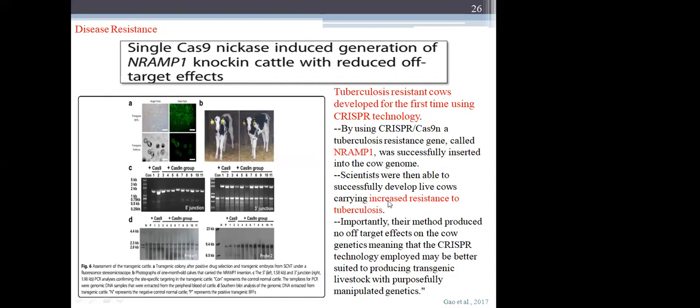So what happens is that after the insertion of this gene into the cow's genome, the scientists were able to develop live cows carrying increased resistance to tuberculosis. They did not confirm that they totally resist, or that they can prevent TB, but they had increased resistance against tuberculosis.